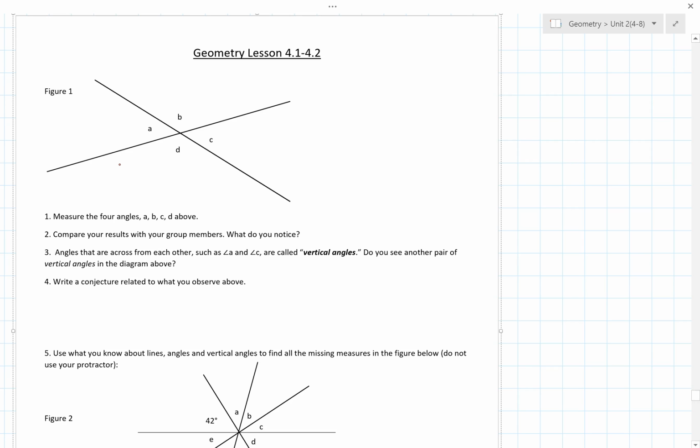So what I'd like you to do right now is, with your protractor, go ahead and complete steps 1, 2, 3, and 4 in your groups, measuring the angles first and then having a discussion. So go ahead and press pause on the video player and then press play when you're ready to proceed.